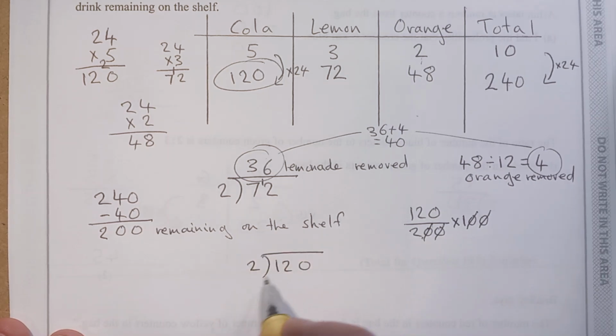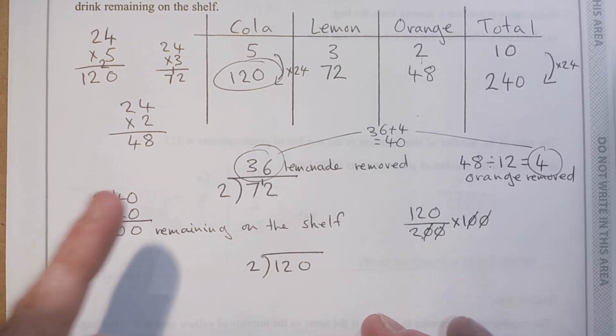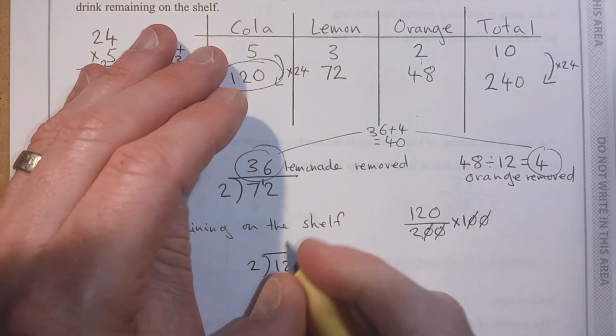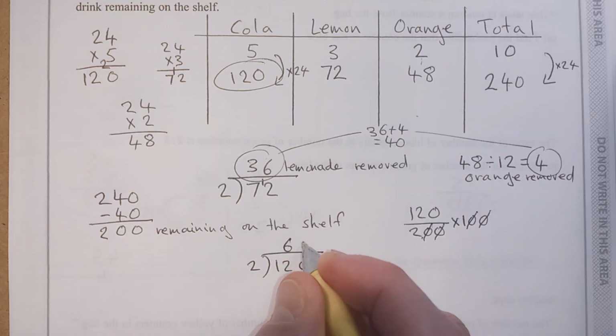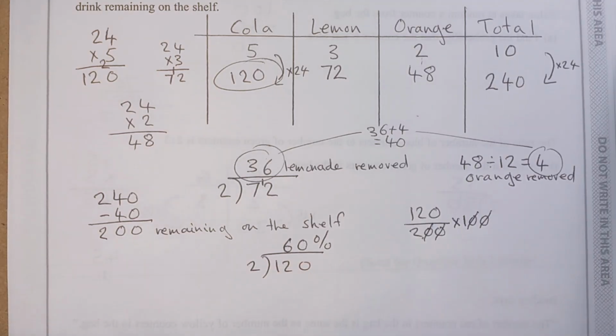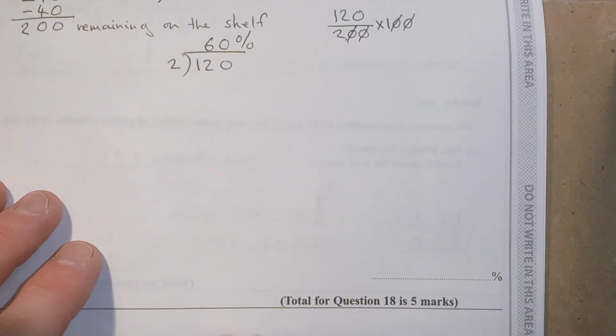2 doesn't go into 1, 2 goes into 12, 2, 4, 6, 8, 10, 12, that's 6 times. 2 goes into 0, 0 times. So we end up with 60%. And we can put that down here.